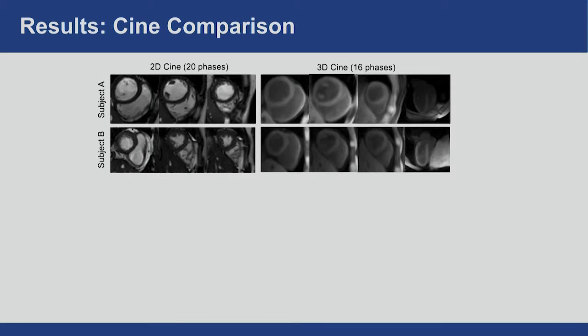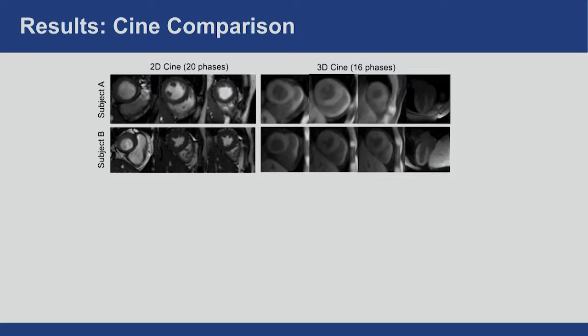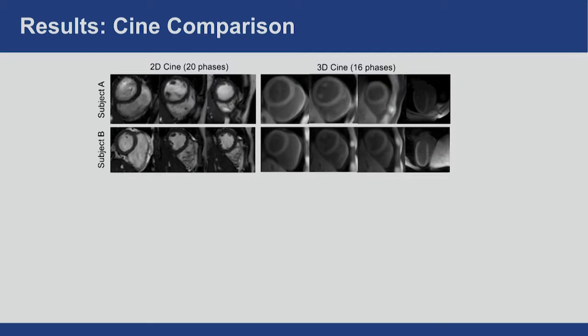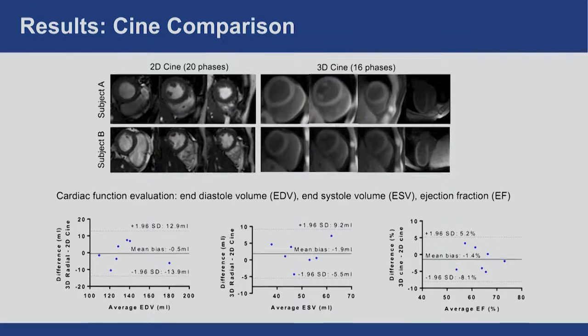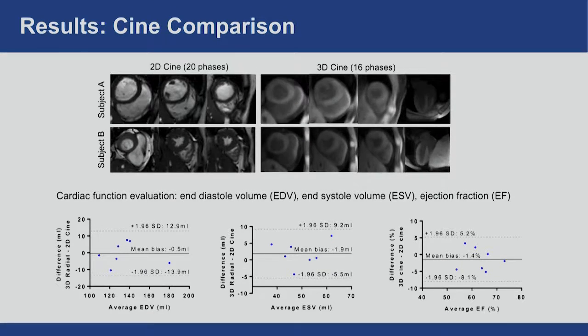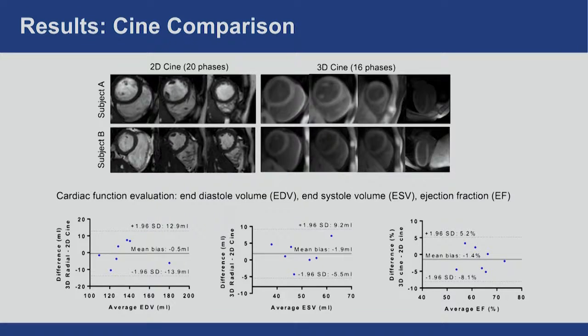Here shows the comparison of the 3D Cine images with the 2D Cine images. It can be seen the blood myocardium contrast is not as good as the 2D Cine images. And to evaluate whether the 3D Cine images can be used for cardiac function measurement, we measured the end-diastolic volume, end-systolic volume, and the ejection fraction from the 3D and the 2D methods. It can be seen it is plausible to use the 3D Cine images for cardiac function measurement.